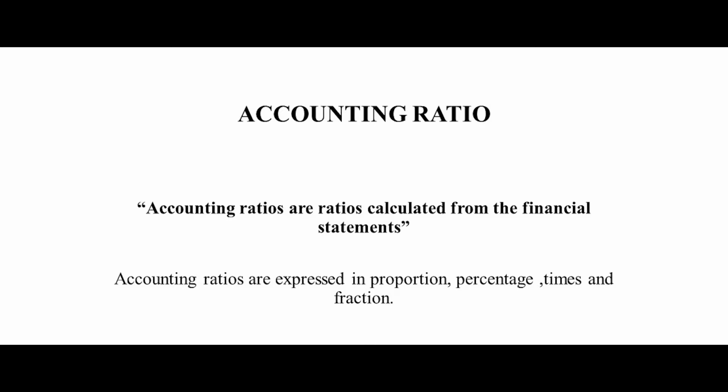The accounting ratio is mainly expressed in four forms. First one is proportion, second one percentage, and then times and fraction.